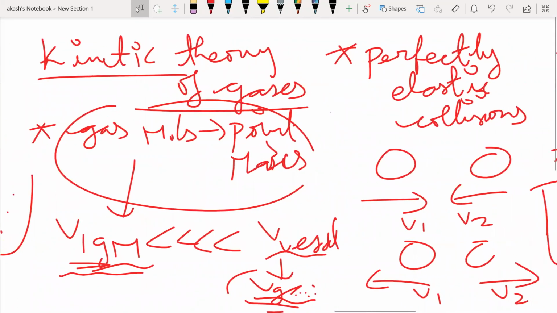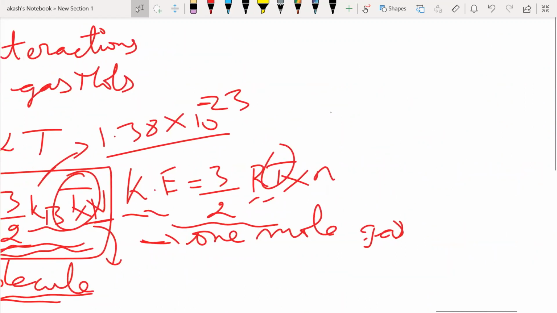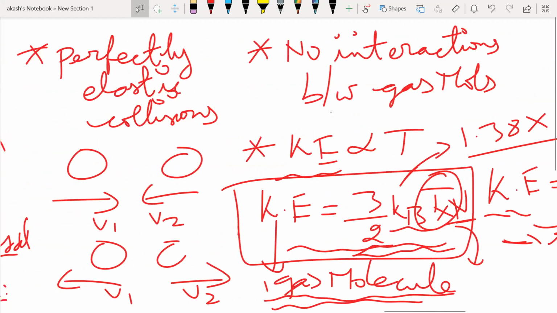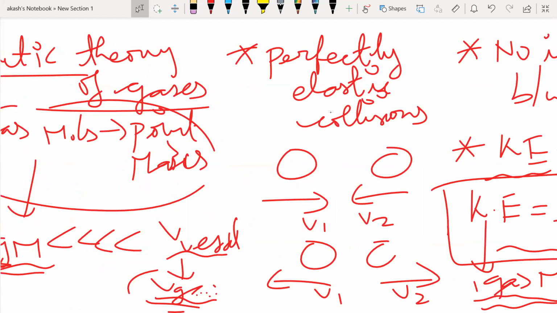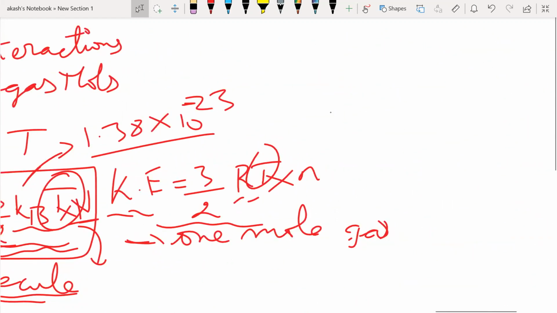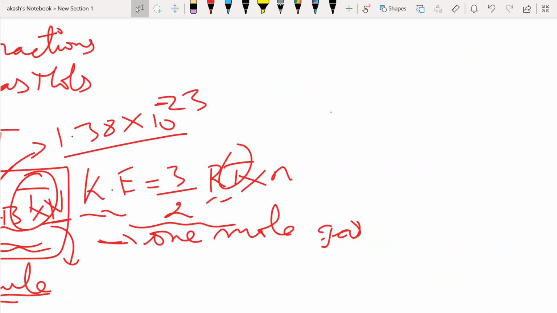So these are all the points given by your kinetic theory of gases, and if a gas strictly obeys all these points, it is called an ideal gas. Obviously the ideal gas equation, Boyle's law, Charles' law, Gay-Lussac's law, and Avogadro's law should all be followed for a gas to be ideal. Cool, right? So moving on.